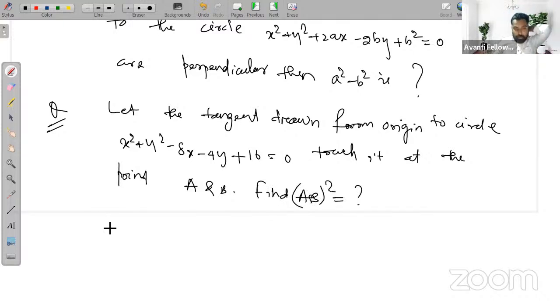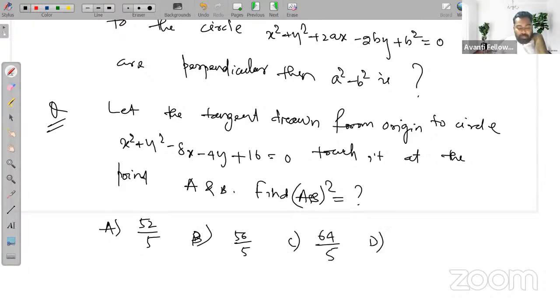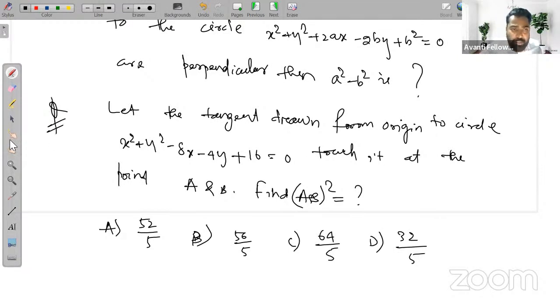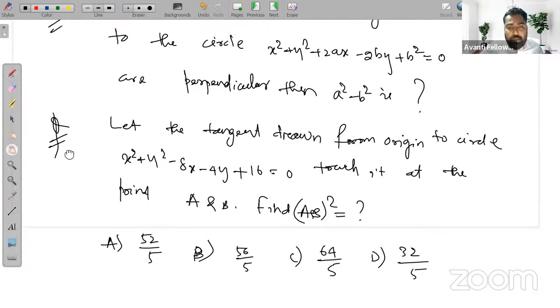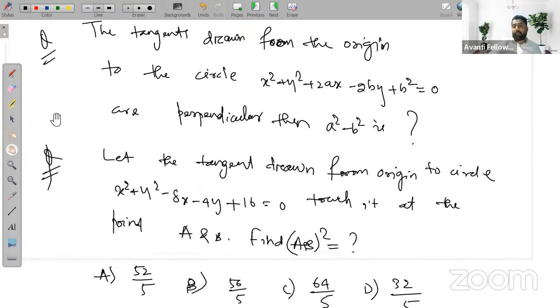The options are: first option is 52 by 5, second option is 56 by 5, third option is 64 by 5, and the last option is 32 by 5. So there are 4 options. Which one is correct? You need to find. These are 2 questions. You can take these 2 questions as your homework. Please try to solve both and come with the answers to the next class.